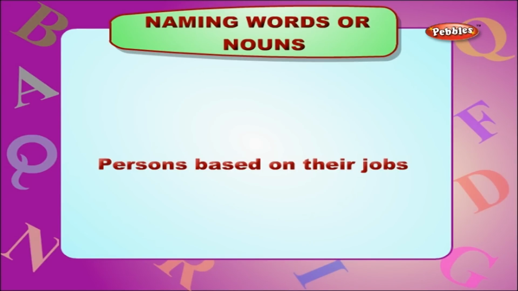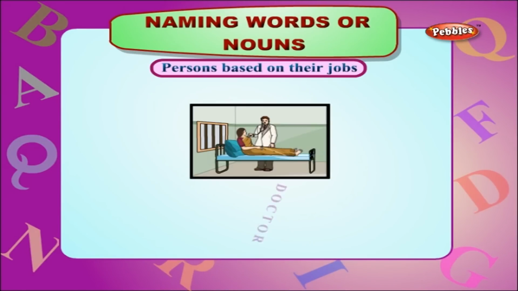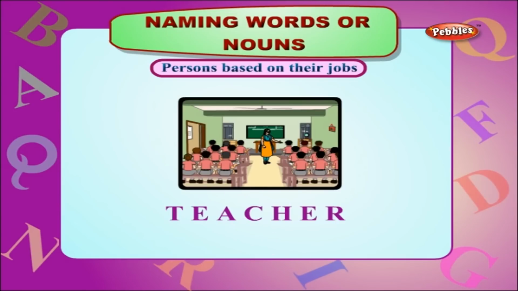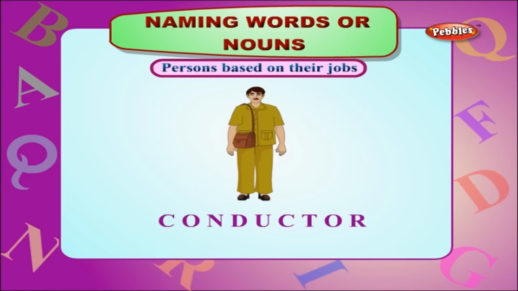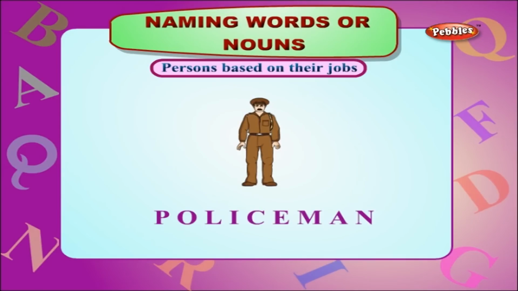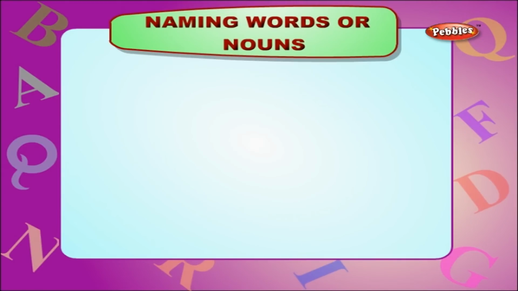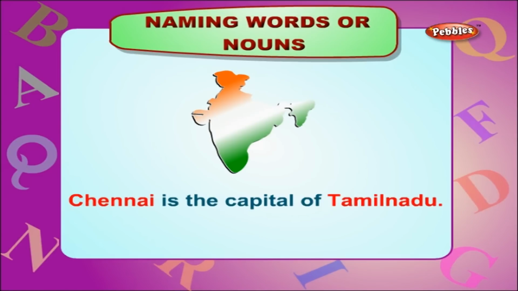Persons based on their jobs: doctor, teacher, conductor, policeman, postman. Now, let us find out the nouns from the following sentences. Chennai is the capital of Tamil Nadu. Here, Chennai and Tamil Nadu are the names of places. They are special nouns.